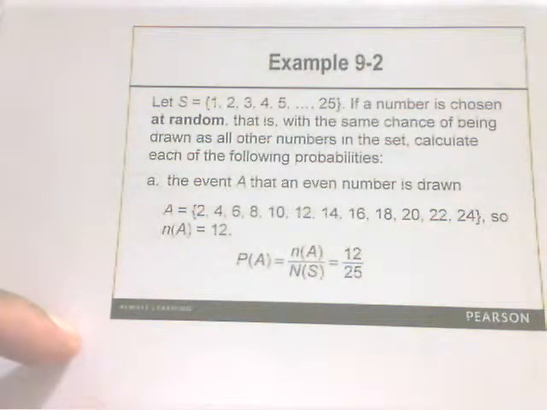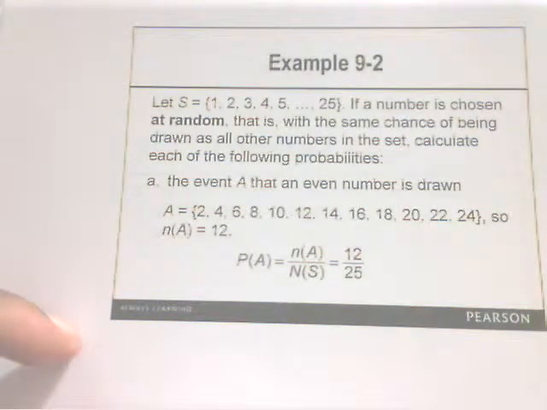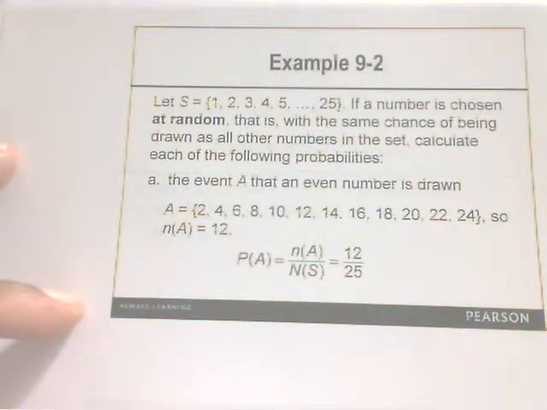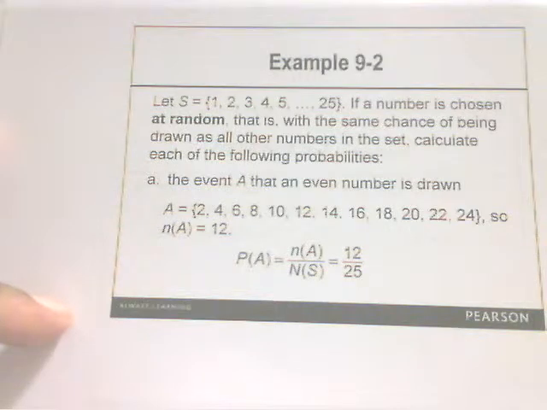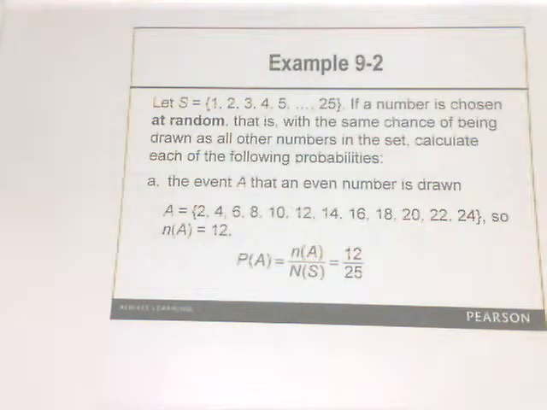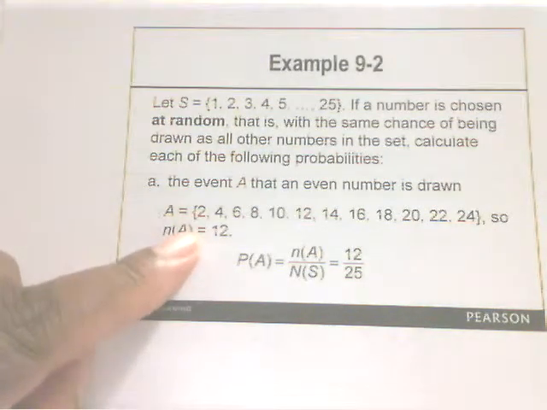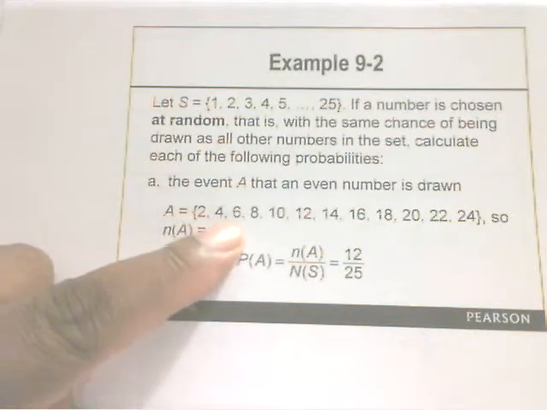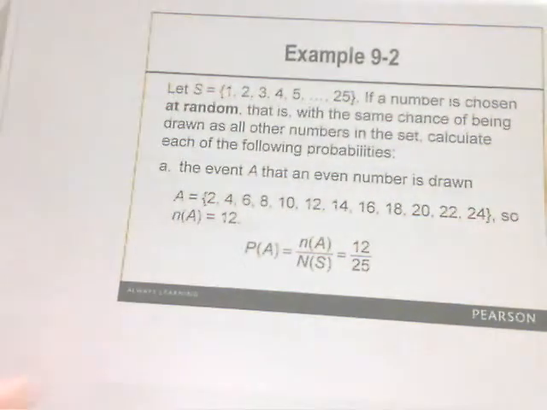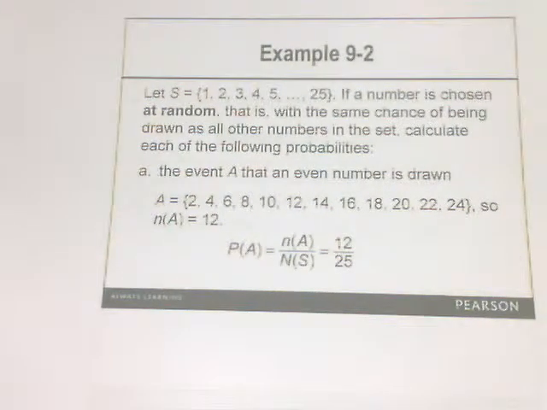Let's look at this example here. Let S equal 1, 2, 3, 4, 5, and so on up to 25. If a number is chosen at random, that is, with the same chance of being drawn as all the other numbers in the set, calculate each of the following probabilities. Part A: the event A that an even number is drawn. There are 25 numbers from 1 to 25, and the even numbers that can be drawn are 2, 4, 6, 8, 10, 12, 14, 16, 18, 20, 22, 24, which means that there are 12 even numbers out of 25.